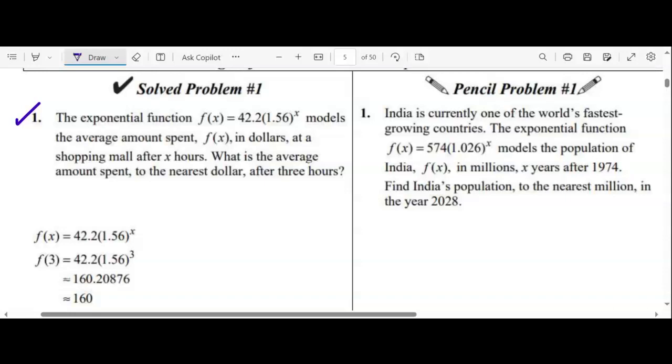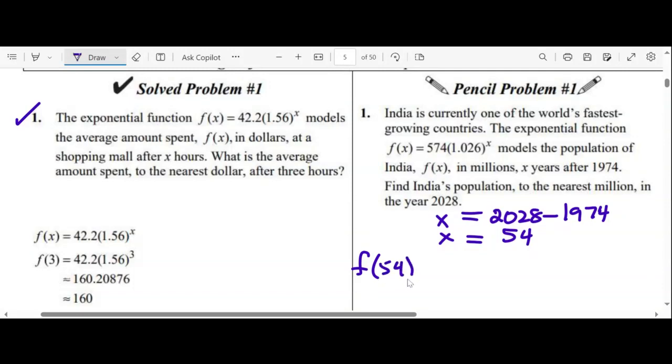The calculator on the mobile shows scientific or simple. Should I say 54 or 64? Okay, 54. I subtracted 54. Good, so you subtract. Let's do it together. 2028 minus 1974 is 54, right? So in this case you're going to say f of 54 equals 574 times 1.026 to the power of what? 54. Yalla, do it in the calculator and tell me the answer.